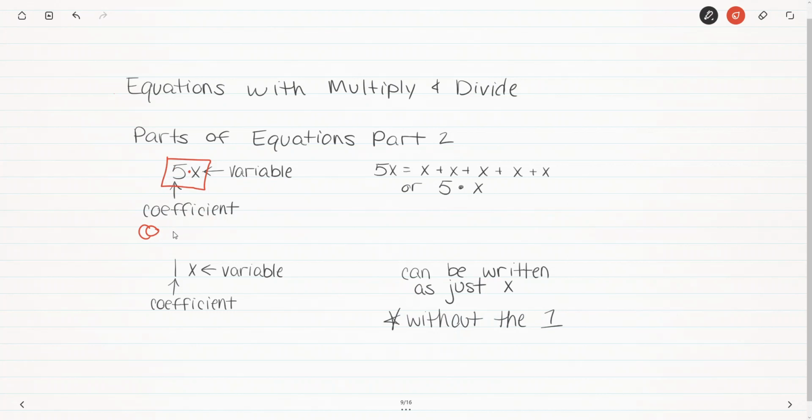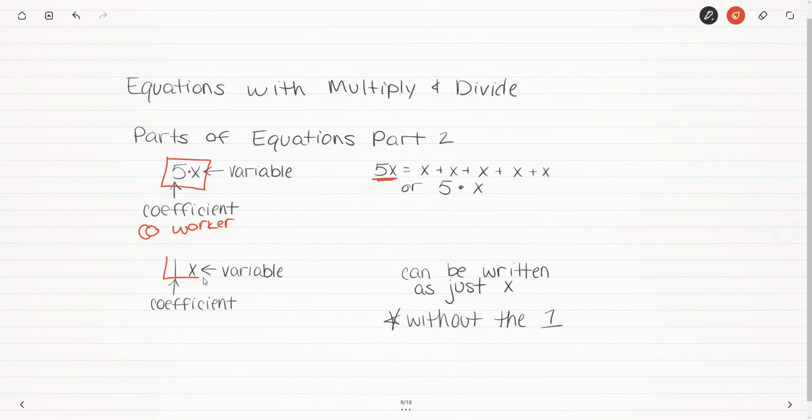You could also think about it like the coworker to the variable. It actually tells you how many times that variable shows up. So in the example of 5x, that's the same as x plus x plus x plus x plus x. There's 5 of them. That would be like the expanded form of doing it. Or you could also think of it as 5 times x.